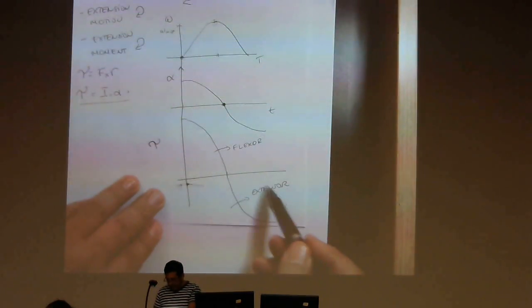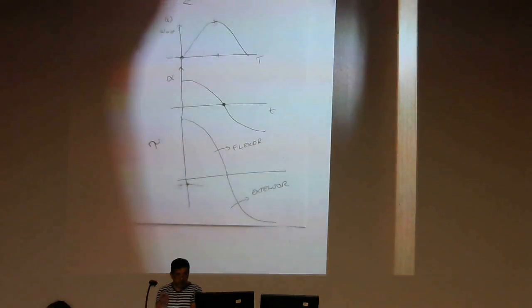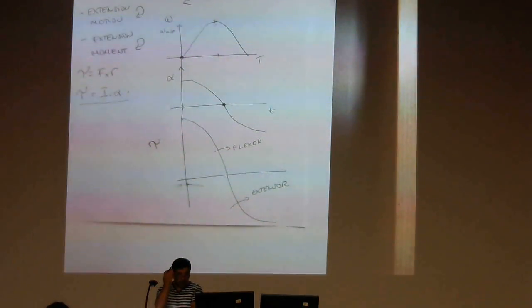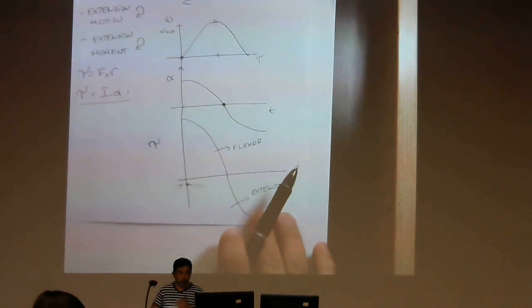What sort of contraction is dominating during the later phase of the flexion? Eccentric, otherwise you will not stop. And that eccentric contraction is associated with negative power and by extension with negative torque.